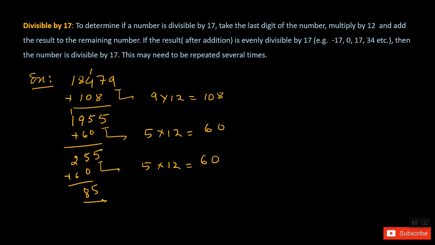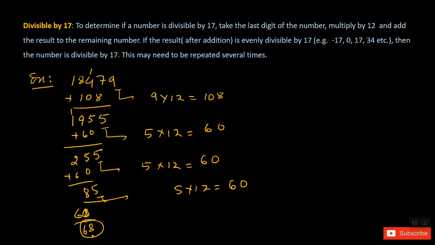So look at here, 85 is a multiple of 17. That's why I can say this number is divisible by 17. Even if you don't know whether 85 is a multiple of 17 or not, you have to repeat the same step. 5 times 12 gives me 60, and add the 60 to the remaining number, that is 8 plus 60. The entire result is 68. So this 68 is definitely a multiple of 17, right? This is how you check.